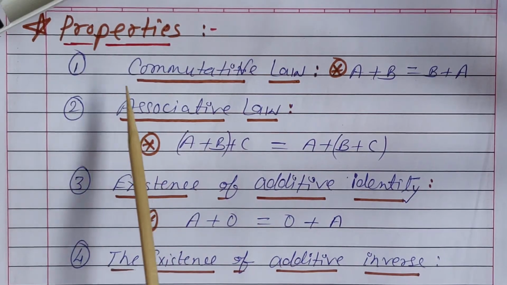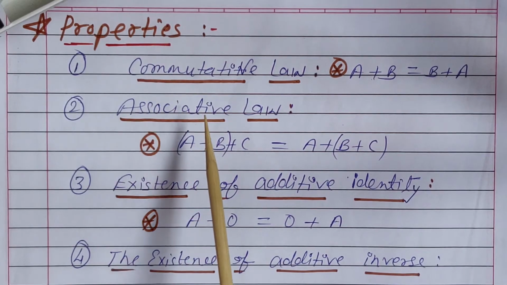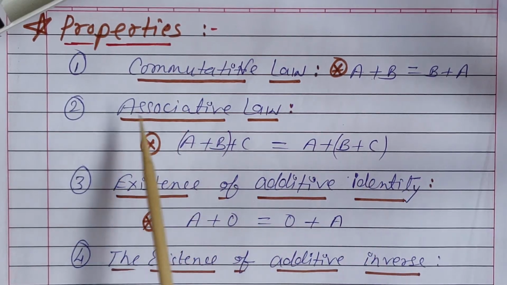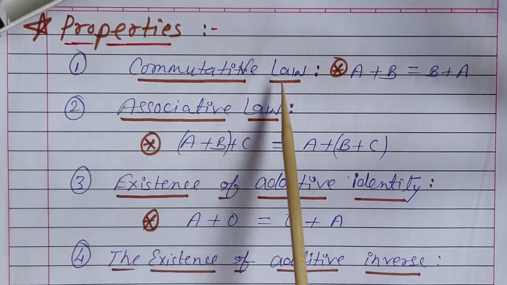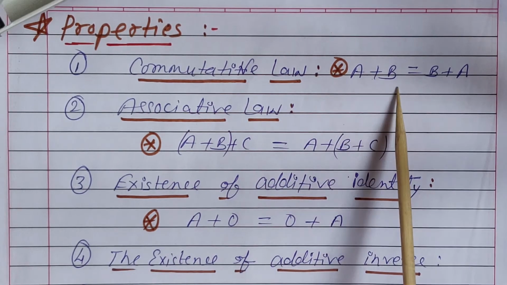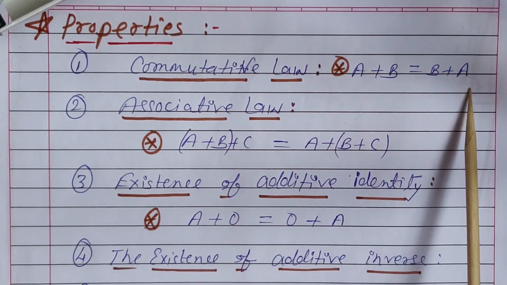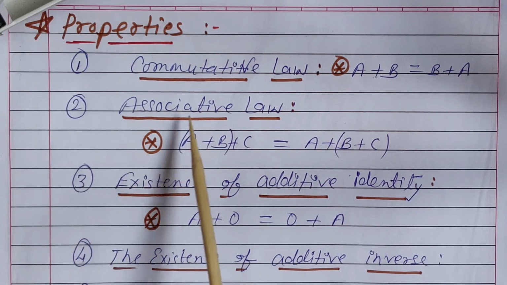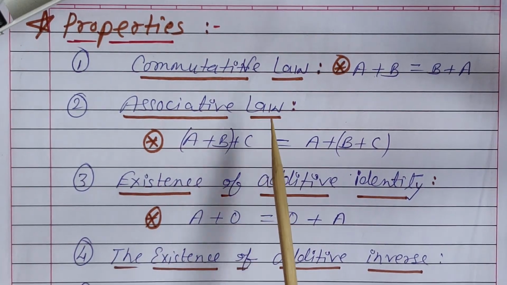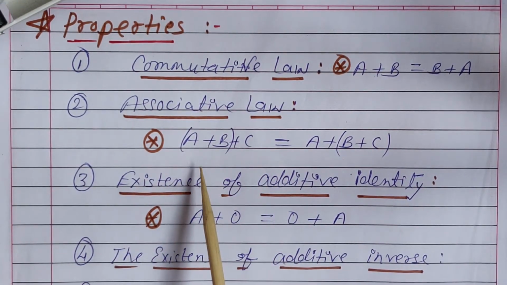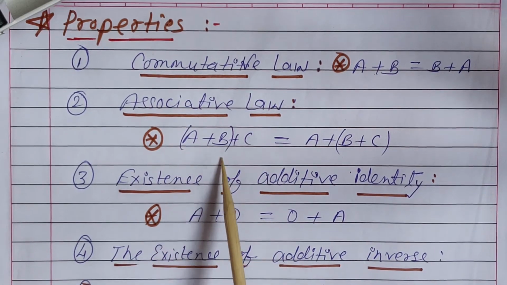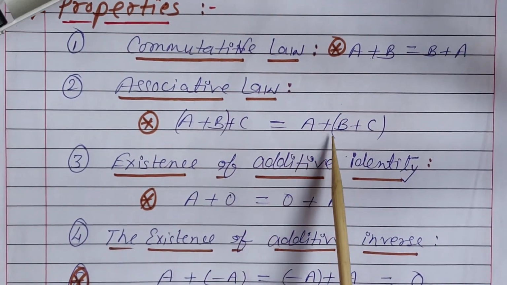Now see the students' properties of addition of matrices. First property is commutative law. It is A plus B equals to B plus A. Second property is associative law. In this property, we can take 3 matrices in this way. A plus B plus C equals to A plus B plus C.